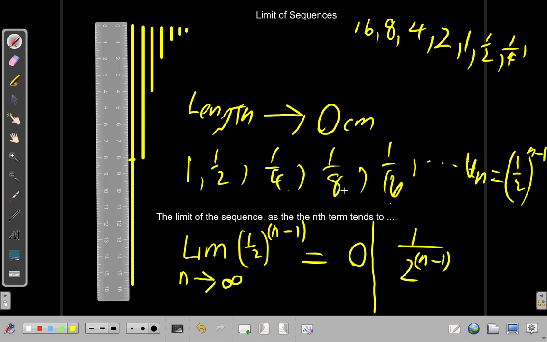What we're going to do is look at a few more sequences and see if we can figure out what the limit of those sequences are. So I will see you.